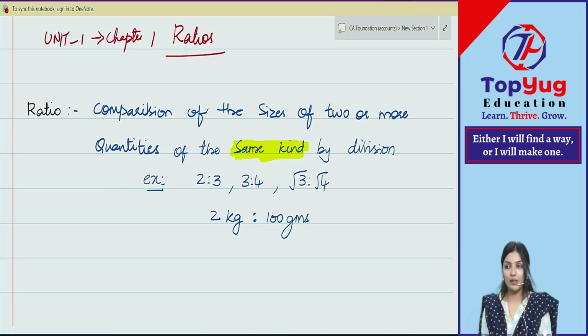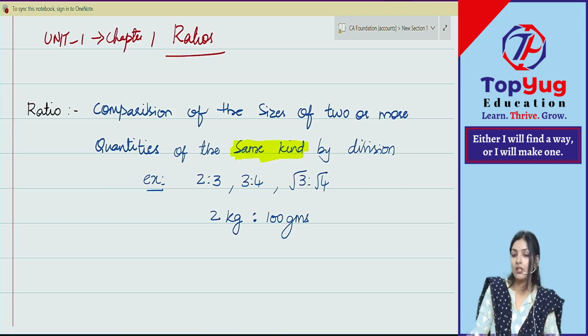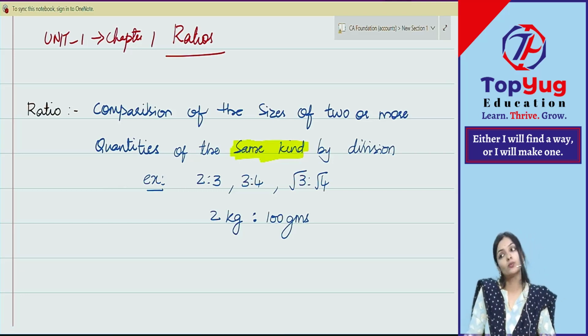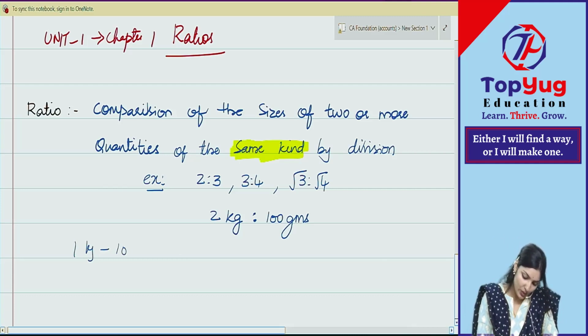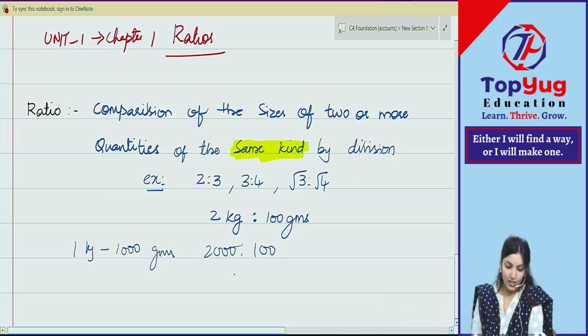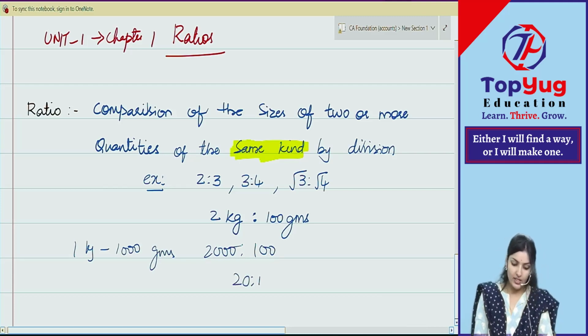How, Baba? How can I compare? Tell me the... Very good. 1 kg is equal to how many grams? 1 kg is equal to 1000 grams. So basically I can write 2000 is to 100, right? So that would be equal to 20:1.